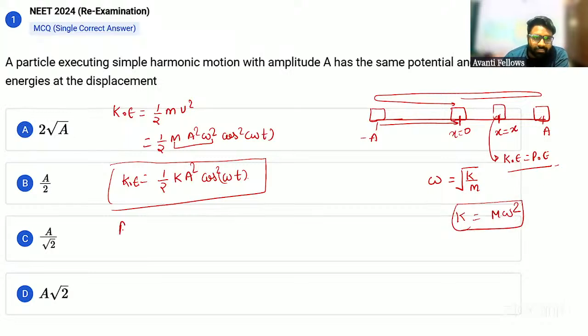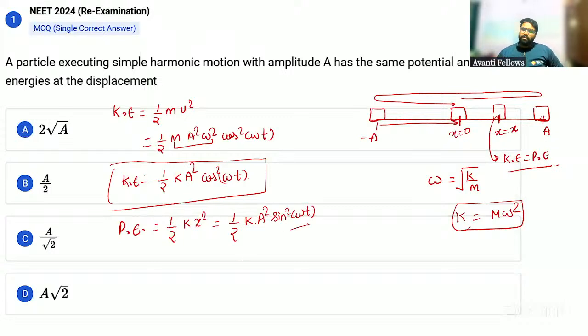Now potential energy is very simple. 1 by 2 k x square. The value of x is a sin omega t. So we can say 1 by 2 k a square sin square omega t. Got it?